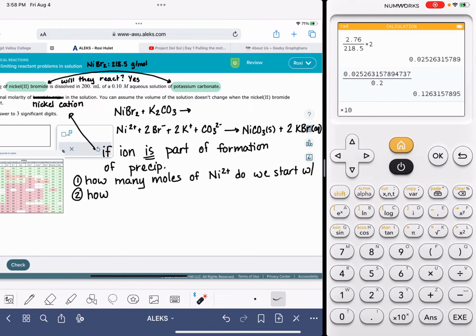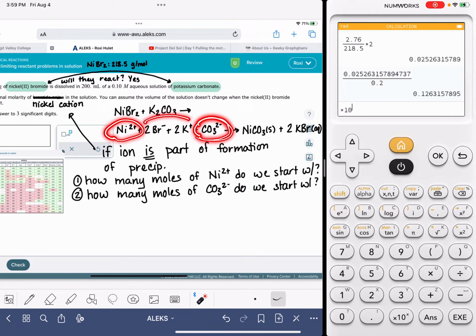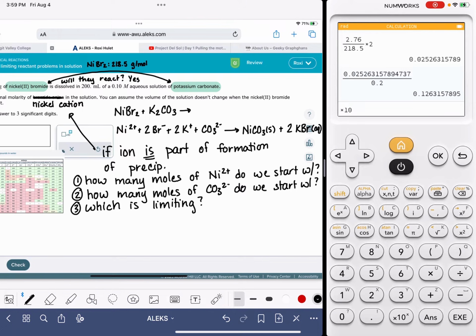In order to do that, we've got to figure out how many moles of carbonate we're starting with, because the carbonate is what the nickel is actually reacting with. So how many moles of the carbonate do we start with? And again, the reason why I'm choosing the carbonate is because the nickel and the carbonate are the two things that are reacting to form that solid. So I need to know how many moles of each one I start with, and then I need to figure out which of them is limiting. And let's just accomplish that first.